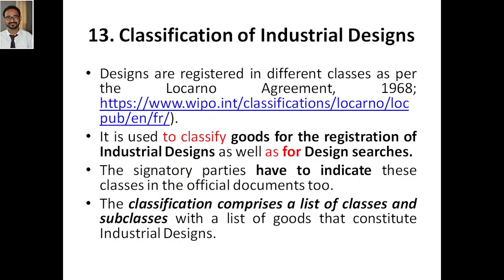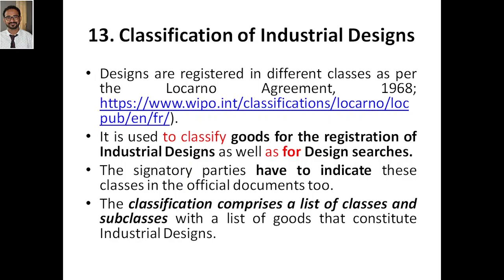The signatory parties have to indicate these classes in the official documents too. That means whatever class you are going for, the signatory parties must indicate that my product falls under class 37 or under class 40. That has to be written or indicated in the application, or any official documents, not just the application.